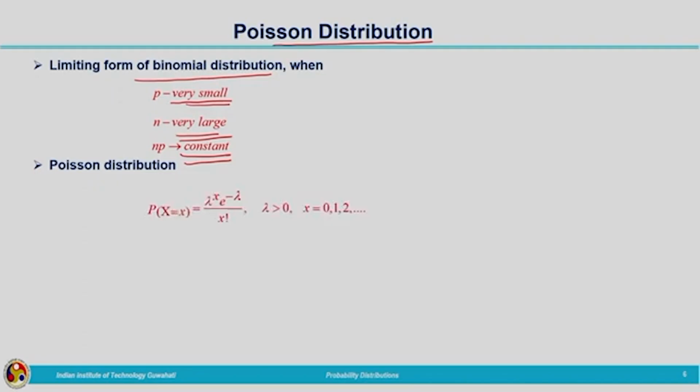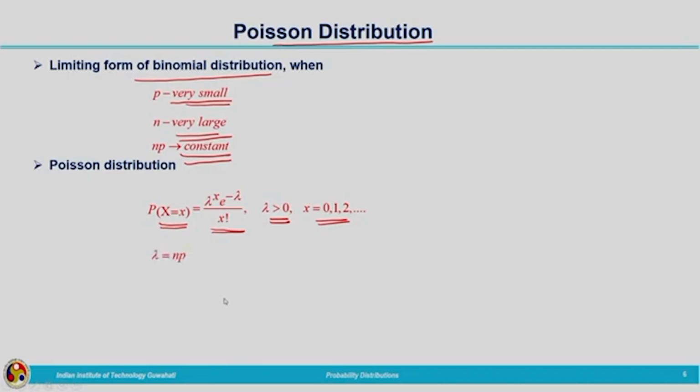Poisson distribution is given by the function P(x) equal to lambda raised to x, e raised to minus lambda, divided by x factorial. In this, lambda is greater than 0, x is taking the value 0, 1, 2, 3 that way. So, Poisson distribution is given by the expression lambda raised to x e raised to minus lambda divided by x factorial. This is the limiting case of the binomial distribution. Lambda can take the value greater than 0.